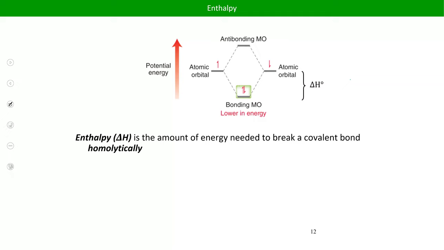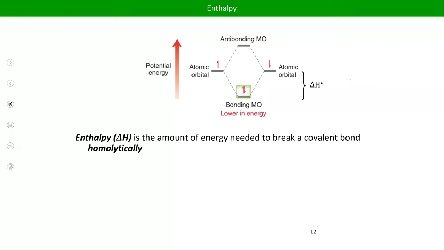That's not how most bonds actually break. Sigma bonds between certain atoms, and any bond, can be broken just by shining light on it. And the wavelength of the light that you need to do that is related to H. If you turn the H value into joules per atom instead of joules per mole and plug it into our original quantum equation for energy equals Planck's constant times frequency, you can calculate the frequency of light needed to break these apart.